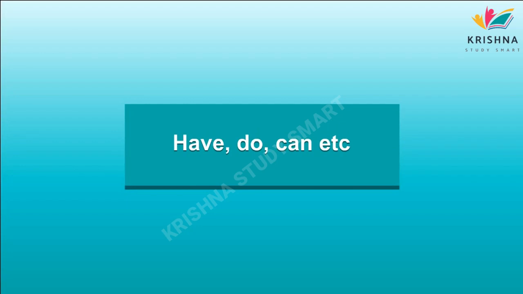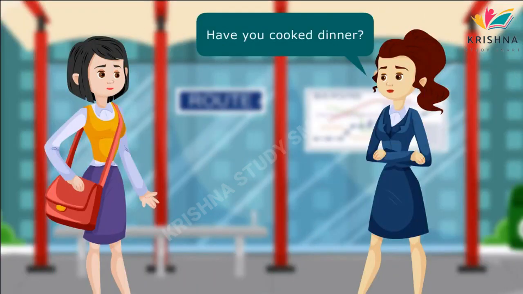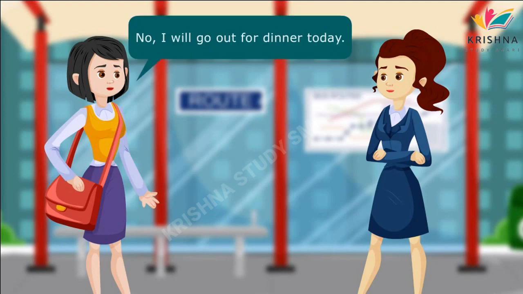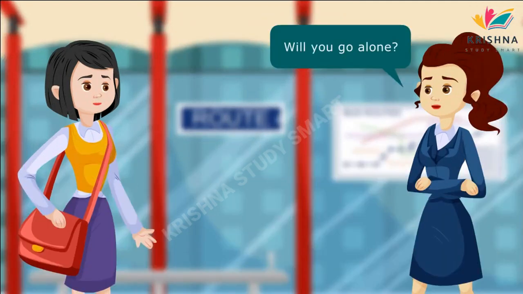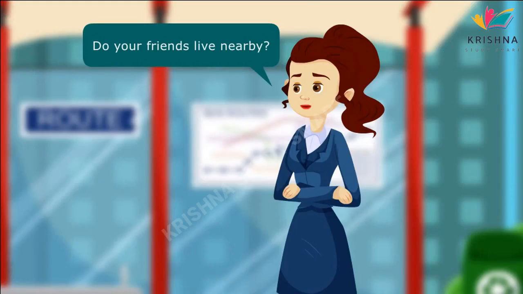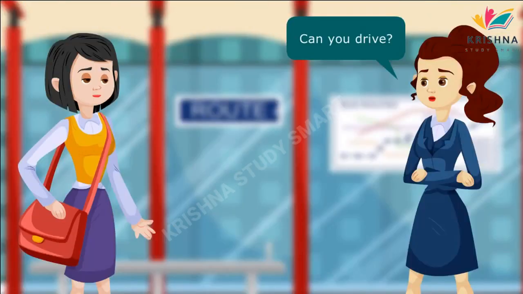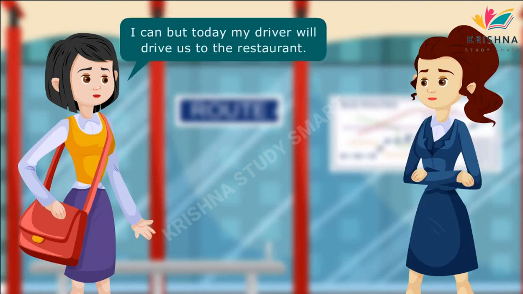Have you cooked dinner? No, I will go out for dinner today. Will you go alone? No, I will go with my friends. Do your friends live nearby? Yes, they live in my colony and we will go by car. Can you drive? I can, but today my driver will drive us to the restaurant.